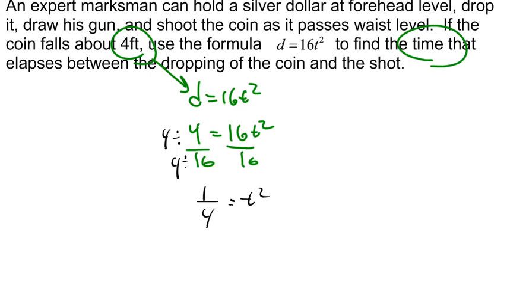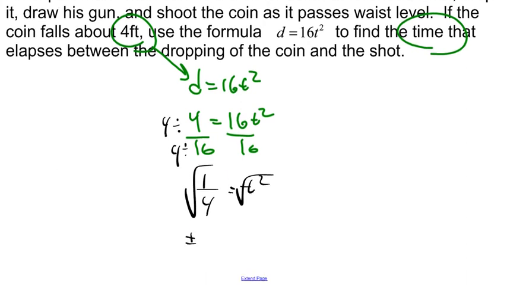All right, so I'm trying to solve for t. So now we're going to use our square root property. Now I'm going to take the square root of both sides. Okay, and we get plus or minus. The square root of 1 is 1. The square root of 4 is 2 equals time.